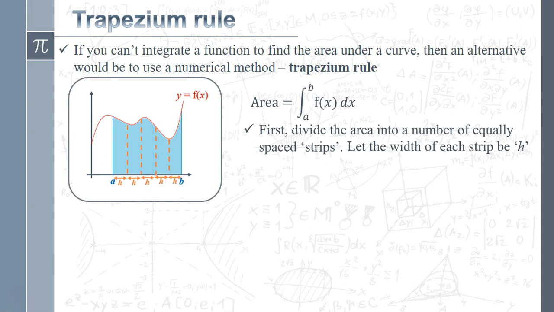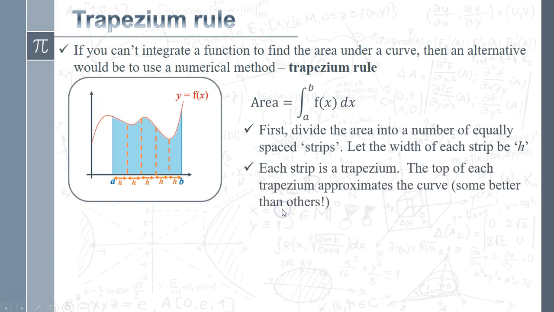Then what we're going to do is imagine drawing a line across the top of each of those strips by the curve. So we can just draw a straight line through here. And you'll see that what we get essentially are a series of trapeziums. But you'll notice, like I said, this first one looks reasonably accurate. This one here, there's definitely a gap between the straight line and the curve. Likewise on this one, and particularly this one here. So that's why it's going to be an approximation, because some of these straight lines are going to be better approximations to the curve than others.